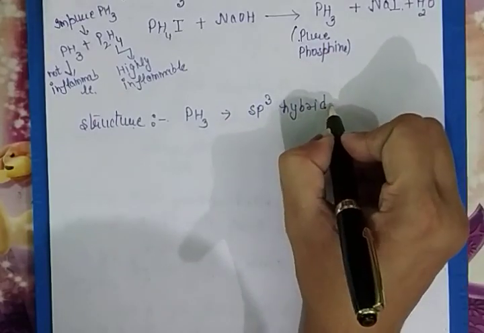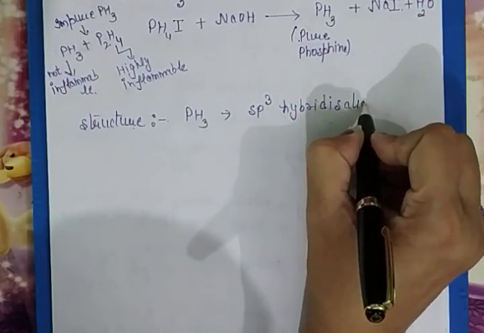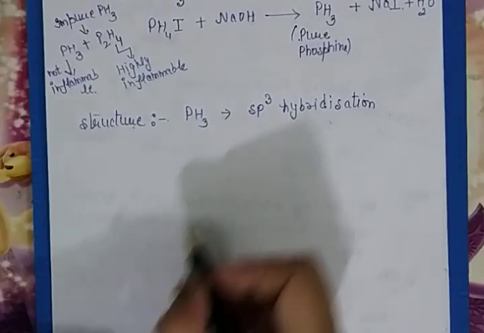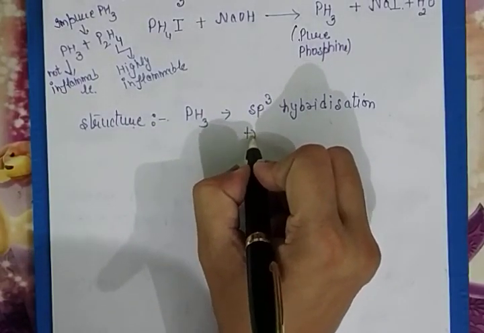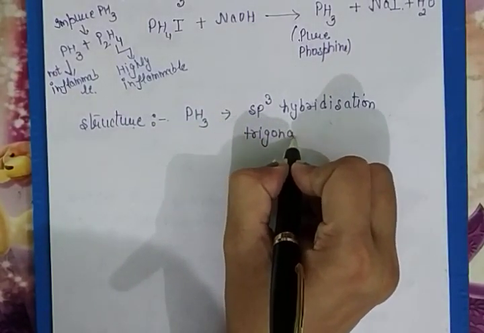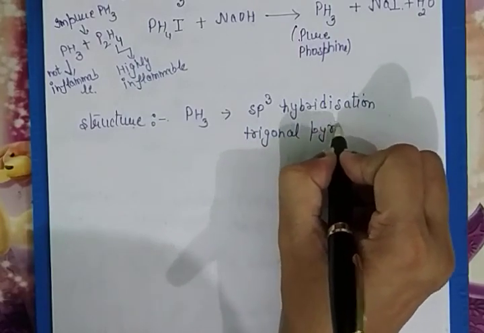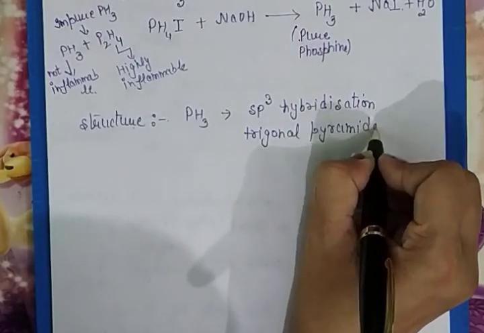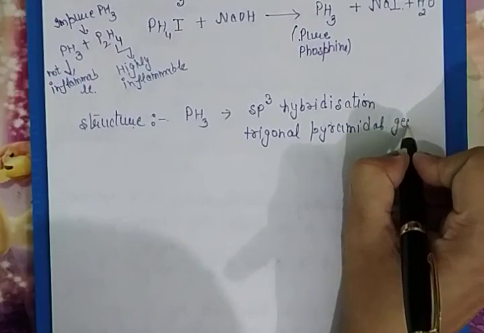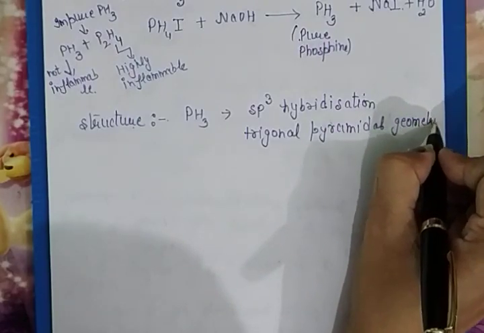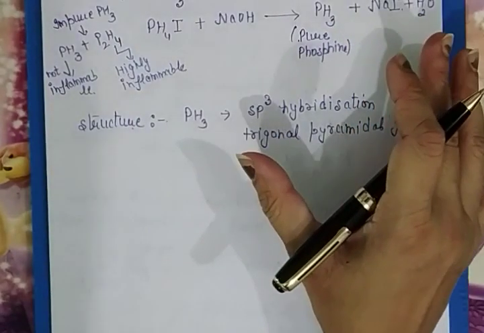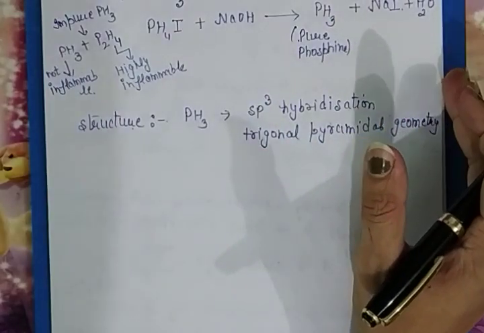It is sp3 hybridized molecule with trigonal pyramidal geometry. It is already discussed in case of ammonia. Okay.